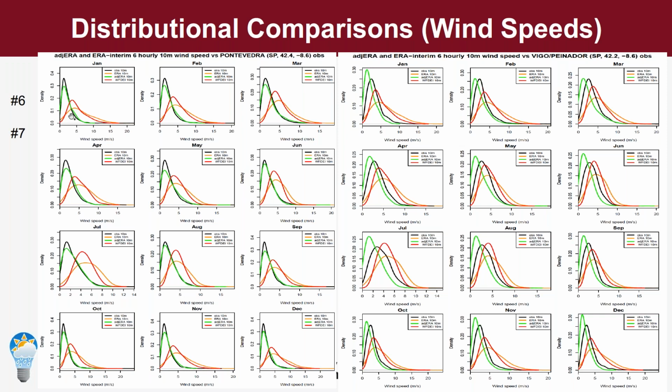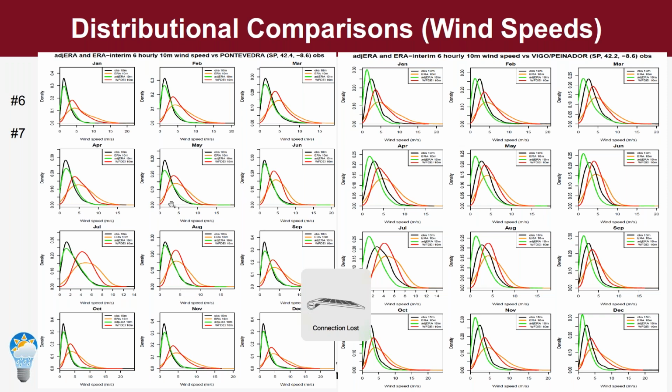Now the green is what we're doing then to ERA interim, and we call it adjusted ERA interim, where it's moving the distribution towards the observations. And you can see for Pontevedra and the 12 months it's doing a fairly good job. It doesn't always get the peak of the distribution, but it's clearly moving the orange line towards the green line.